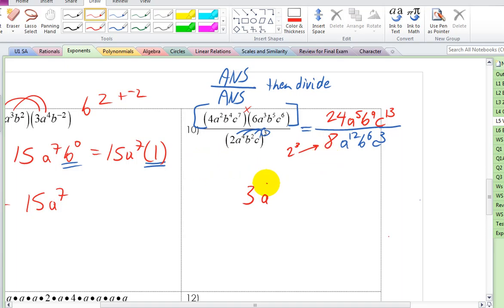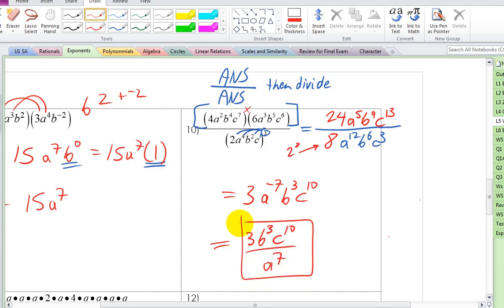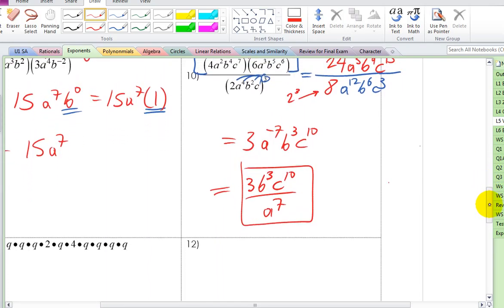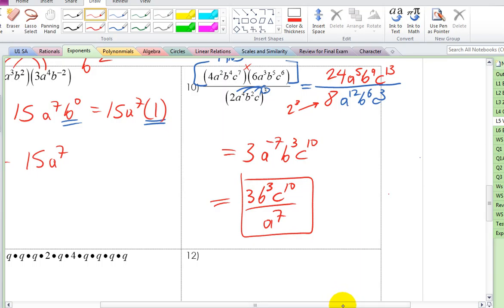3. What's A5 divided by A12? 5 minus 12? No. -7. Super careful here, okay? We got negatives all over the place now. That's kind of grade 9 work. What's up with the B? B3. And the C? 10. So that's a good first step, but the problem is we have a -7. Fix it. Okay. And so this is what we have. So this A7 goes to the basement. Any questions?